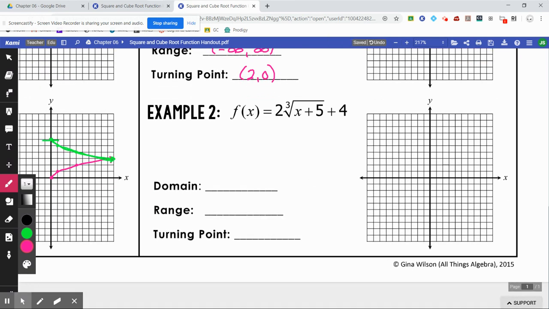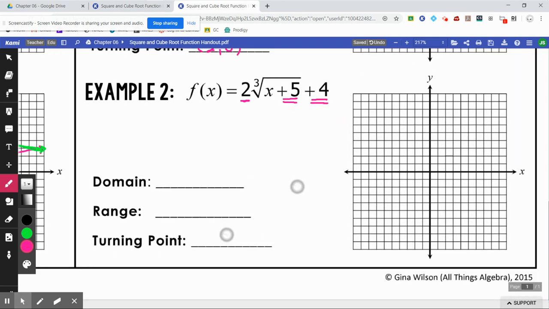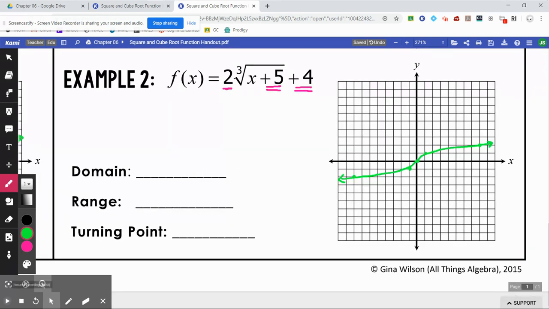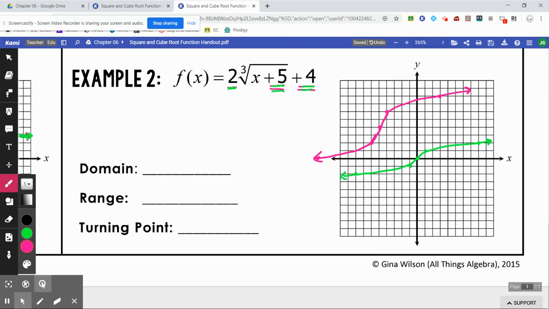Last example, 3 different transformations here. We're going to do a vertical stretch because it's on the outside, times 2, so it's going to make it twice as tall. Then we're going to move it left 5 and up 4 from our original function. So let's go ahead and graph our original function first. And there it is. When you do this transformation, make sure you stretch first, and then move left and up in the next step. So let's do that to all of our points and see what it looks like now. And there's a look at your new graph.